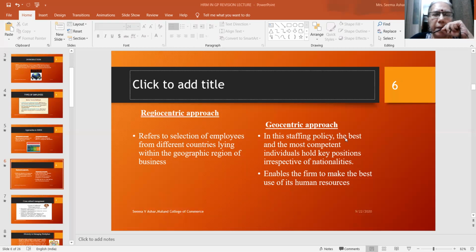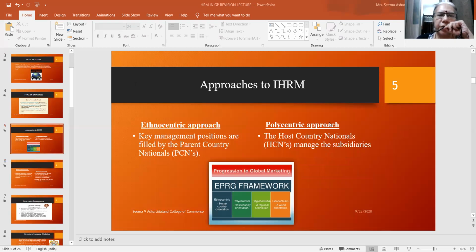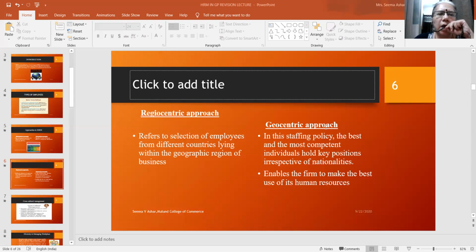The fourth and the last approach is the geocentric approach. This approach is the best approach because in this approach, the best practices throughout the world globally are used for carrying out the HR activities. So this approach is called the geocentric approach. So you must always remember that there are four approaches to IHRM: ethnocentric approach, polycentric approach, regiocentric approach, and the geocentric approach.